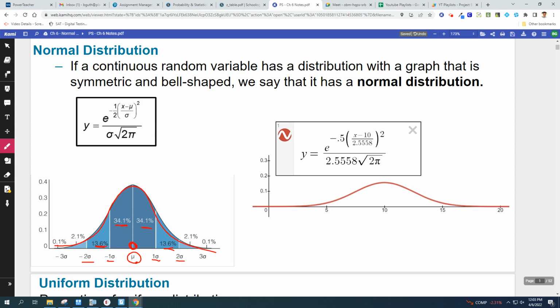We can actually draw a picture of this. We can graph this using this equation. It's kind of complicated, and we're not really going to need to graph it. I think it's kind of cool that we can though. So I actually graphed one in Desmos. You can see the mean right here is 10, and the standard deviation right here is 2.5558. But we type in that equation, it gives us this nice normal curve. We know it's not standard because we can see the mean right here is 10 and not 0.